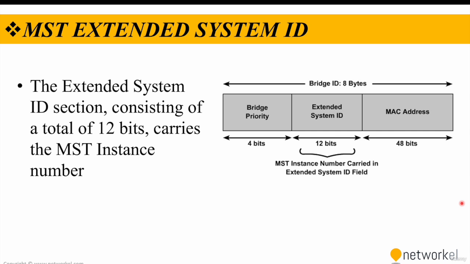And we have the MST Extended System ID. That is an extension to the traditional STP used in MSTP. It helps uniquely identify switches and ports in a network, particularly when dealing with multiple VLANs and MST instances. The Extended System ID is used to ensure that each switch and port can be uniquely identified within a network, especially when multiple spanning tree instances are in use. It helps avoid conflicts and ambiguities in spanning tree calculations by incorporating additional identifying information.